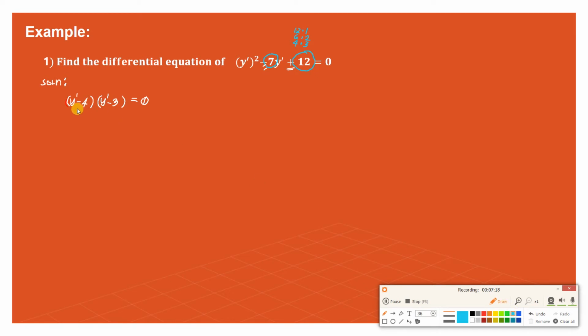So if we're going to check on the middle, nire-review ko lang kayo ha. So negative 4 times y prime is negative 4y prime. Y prime times negative 3 is negative 3y prime. We're going to add negative 4 minus 3 is negative 7 or negative 4 plus negative 3. So tama yung middle term. Okay? So let's undo that.